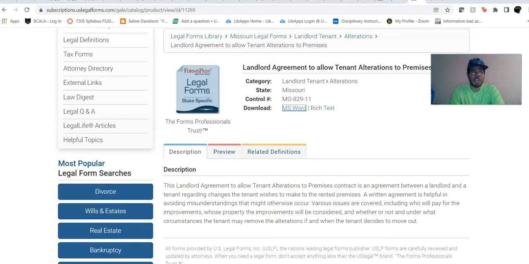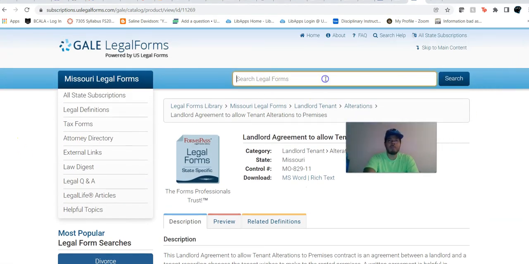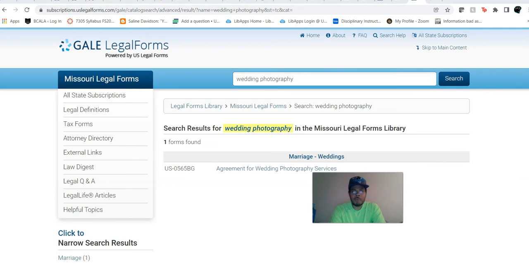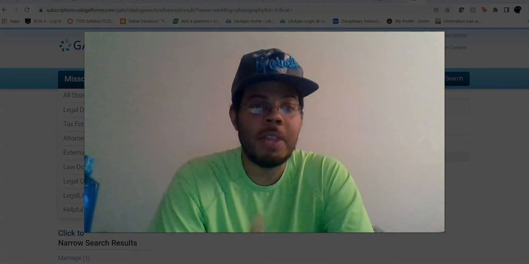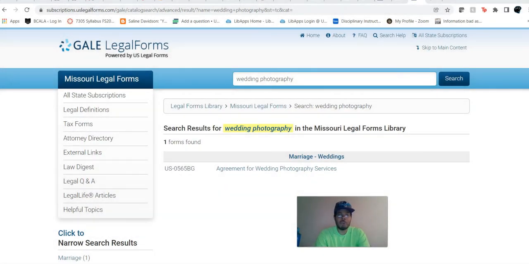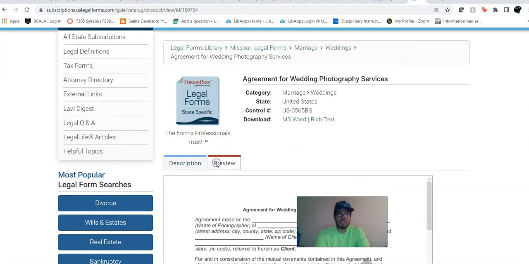As far as contracts, one thing that I like to show, one thing that I use quite a few times, is wedding photography. You can use this search button here too, instead of just browsing. So, agreement for wedding photography services. If you know somebody who's getting married and they want to create some sort of contract or agreement with a photographer for providing wedding photography services, you can find this here, get a description and a little preview there, and you can download.